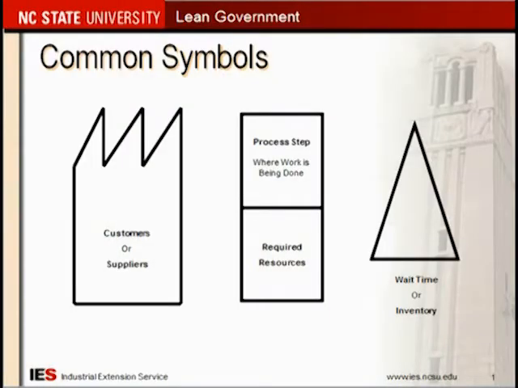Now I'll show you a couple of examples of a value stream map. Some of the symbols that we'll be using in our value stream map will be the crown, which represents our customers and our suppliers, a rectangle, which represents our processing steps where the work is actually being done, and a triangle, which will be used to represent our wait time or our inventory.